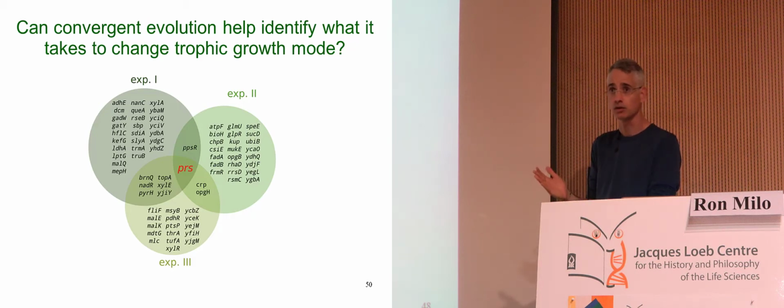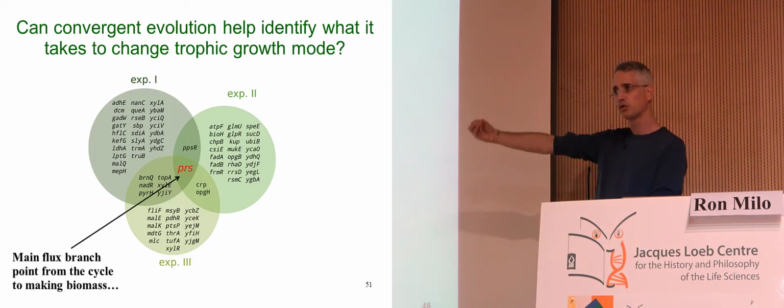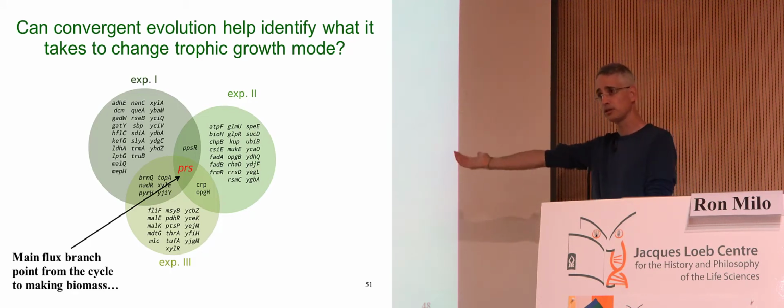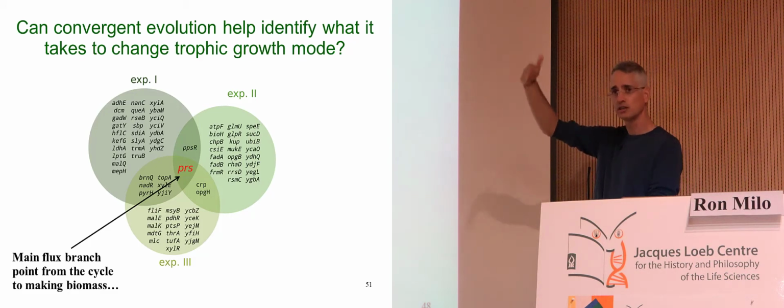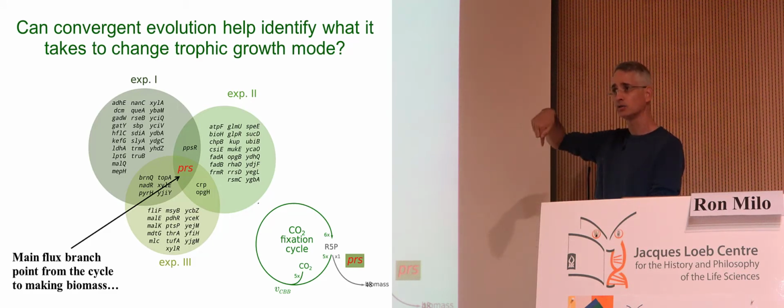Never heard about it before, but now I had a good reason to become curious about it. And it turns out this is the main flux bifurcation point, the branch point coming out of the Calvin cycle. So this is a place where the cycle is really doing something useful, except for just taking CO2, by actually going and building biomass. So this is one of the things basically leading out, not coming in to the cycle.